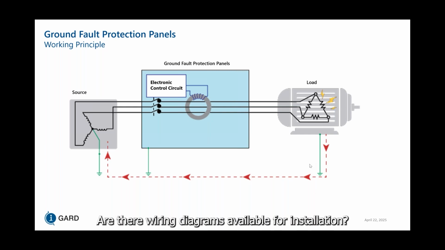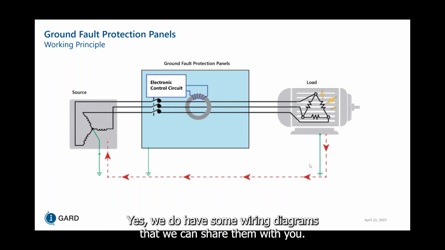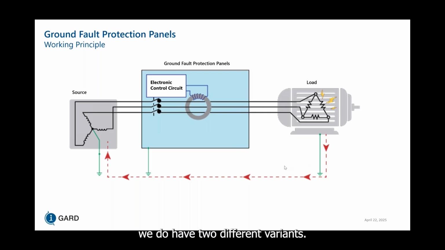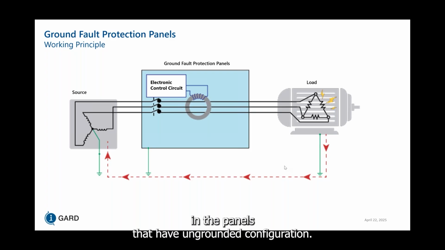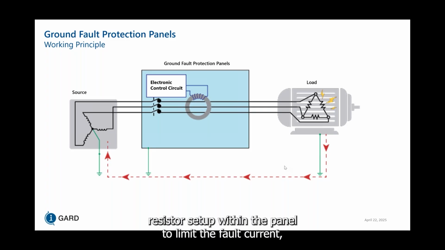Are there wiring diagrams available for installation? Yes, we do have some wiring diagrams and we can share them with you. We do have 2 different variants for our panels. We have grounded and ungrounded configurations. In the panels that have ungrounded configuration, we basically use this resistor setup within the panel to limit the fault current and also pick up the fault so that we can trip it.